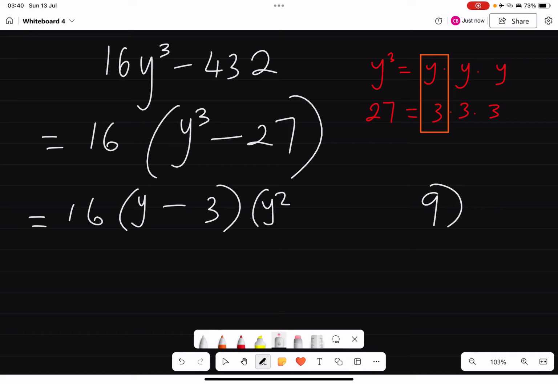You can see I'm just timesing. Y times 3 is 3y, in the middle. Then now let's talk about signs. This one and that one are always opposite. So this will be a plus because the first one is a minus. And then the last one is always a plus. And ladies and gentlemen, that is fully factorized.